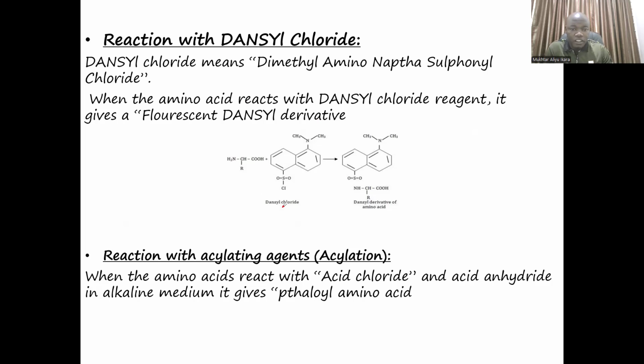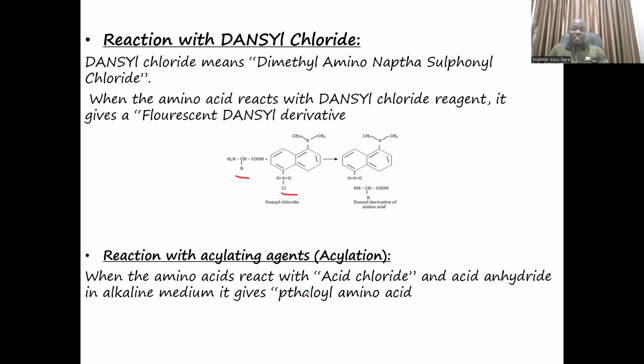So see here we have dansyl chloride reacting with the amino acid, and the product generated is the dansyl derivative of the amino acid, which is a fluorophore. It is used as a dye in fluorometry. Then another type of reaction is the reaction of the amino acid with an acylating agent.